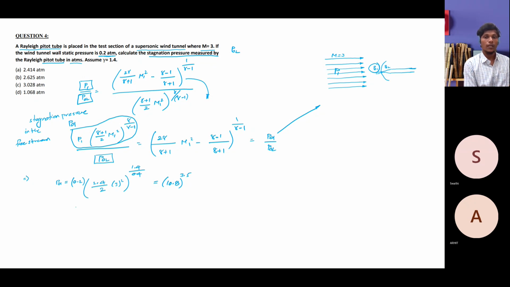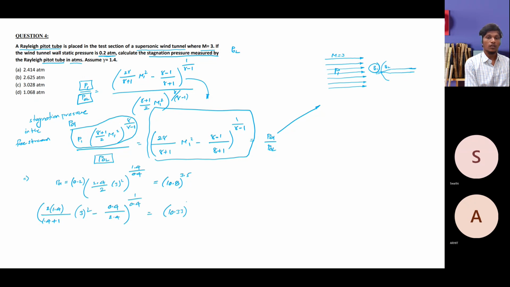And now we need to calculate this particular parameter numerically. Just substitute the values that you have, because this is all information that you know, it's not new information: 0.4 over 2.4. If I do that, it is 1 by again 0.4. This value you will get as around 10.33 times 2.5 power 2.5. So this is what we use for P01 by P02.